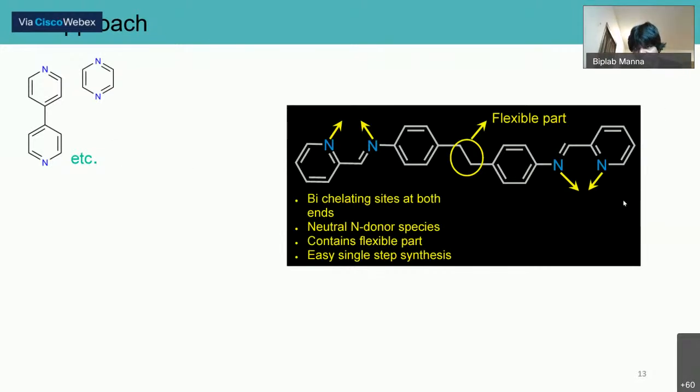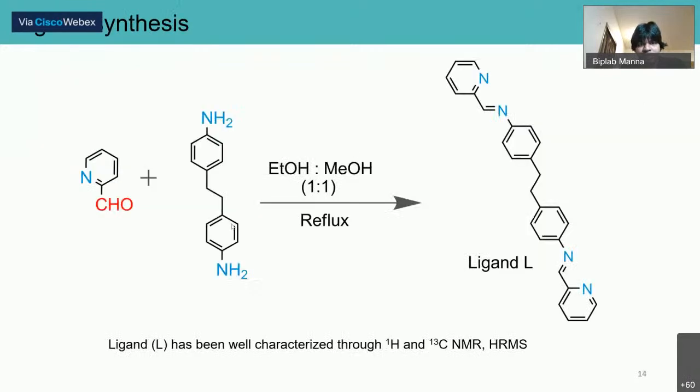So we chose this very, very simple ligand. The interesting part of this ligand is that there is a flexible part, and there are donating sites of the ligand to the metal. The binding sites are at both ends, with a neutral internal spacer which can contain the cationic framework, and an easy single-step synthesis can be done from the amine and aldehyde. So the synthesis of the ligand is very, very easy and one step, and that's why we are making this ligand and can utilize it to make the cationic framework.